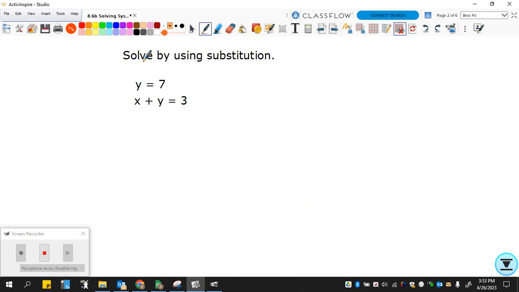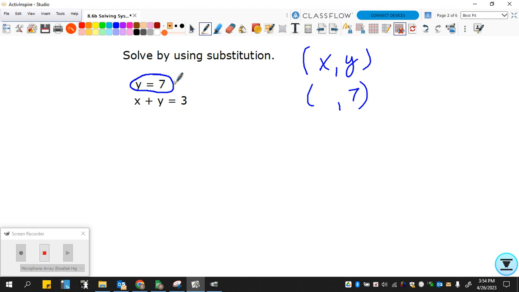All right, so you solve by using substitution. And we notice here that we already have y is equal to 7. When we're looking at this, remember we're looking at x and y. That's the ordered pair. So we're already told that y is 7. So the first 3 steps are already done, because we have a variable isolated, and we have a numerical value for that variable. So we know that y is 7.